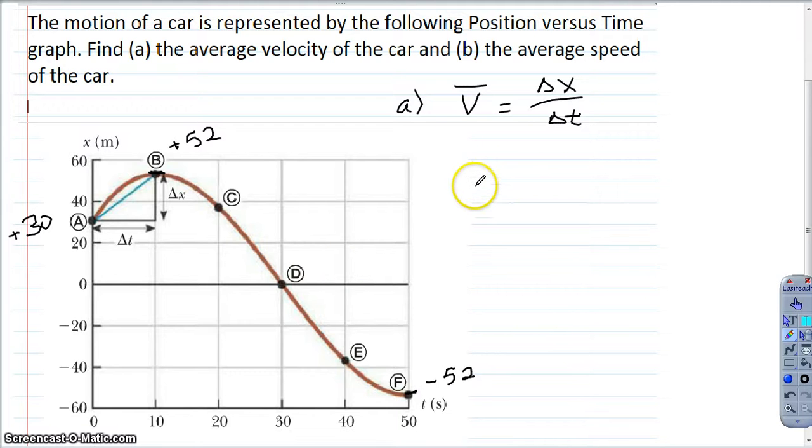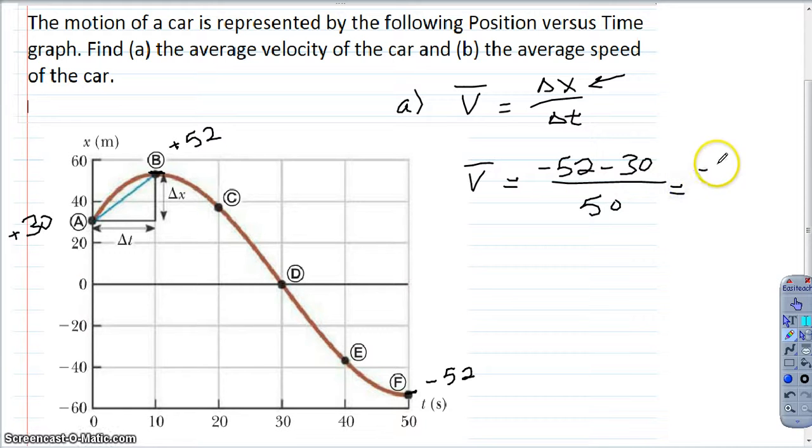Okay, so if I look at my change in displacement for the entire motion, because that's what I'm concerned with for the average velocity, I start at positive 30, I end up at negative 52, right? So if I'm finding my average velocity, it's simply negative 52, my final, minus my initial, which was positive 30, and then divided by the change in time, which goes from 0 seconds to 50 seconds. So divided by 50. Okay, so in this case, we've got negative 82 divided by 50.